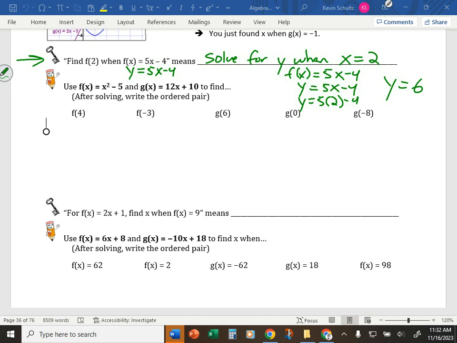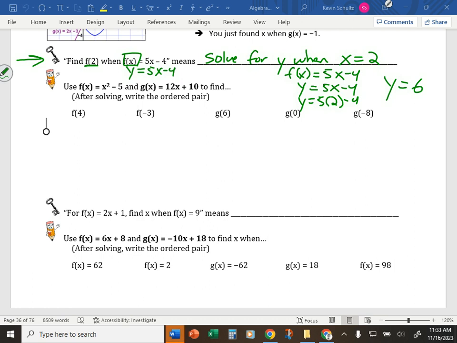F stands for function notation, but we can also use the letter g. Sometimes you'll see h, right? All that represents is that when it says find f of 2, it's telling you to plug it into the f of x equation. So f and g are essentially the same thing. Yes.